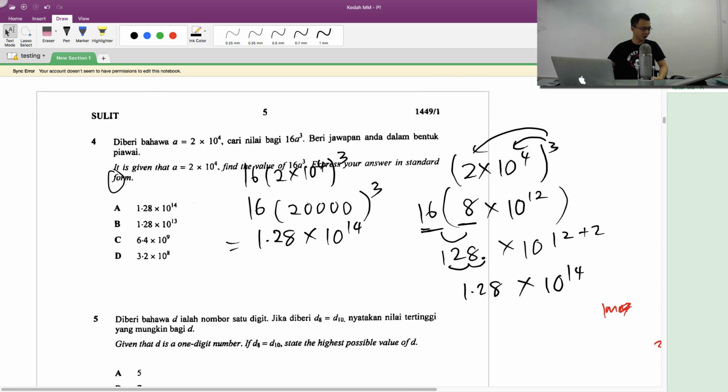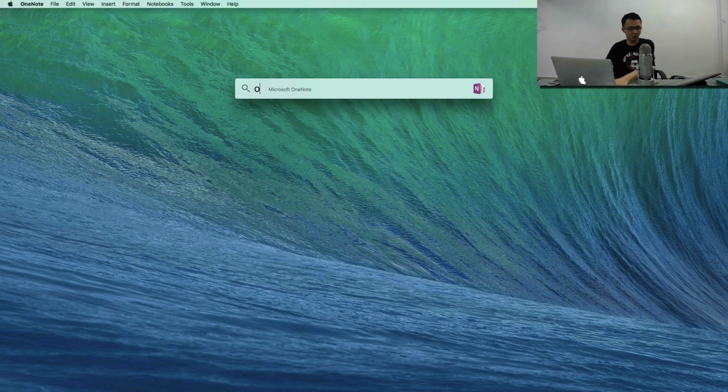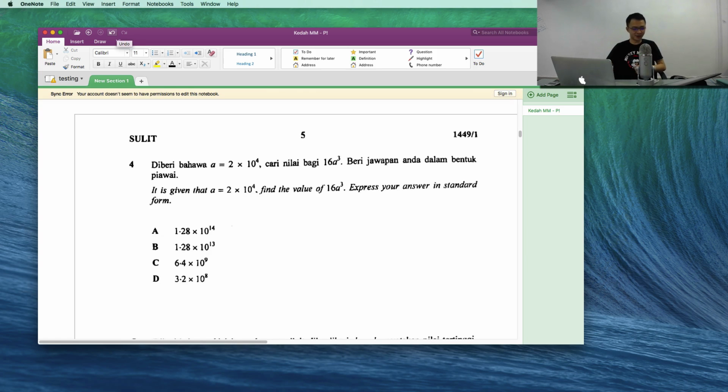Right, so yeah, it's hang. So I will need to restart it. So I will close it and I will open OneNote again. As usual, it just hangs all the time.